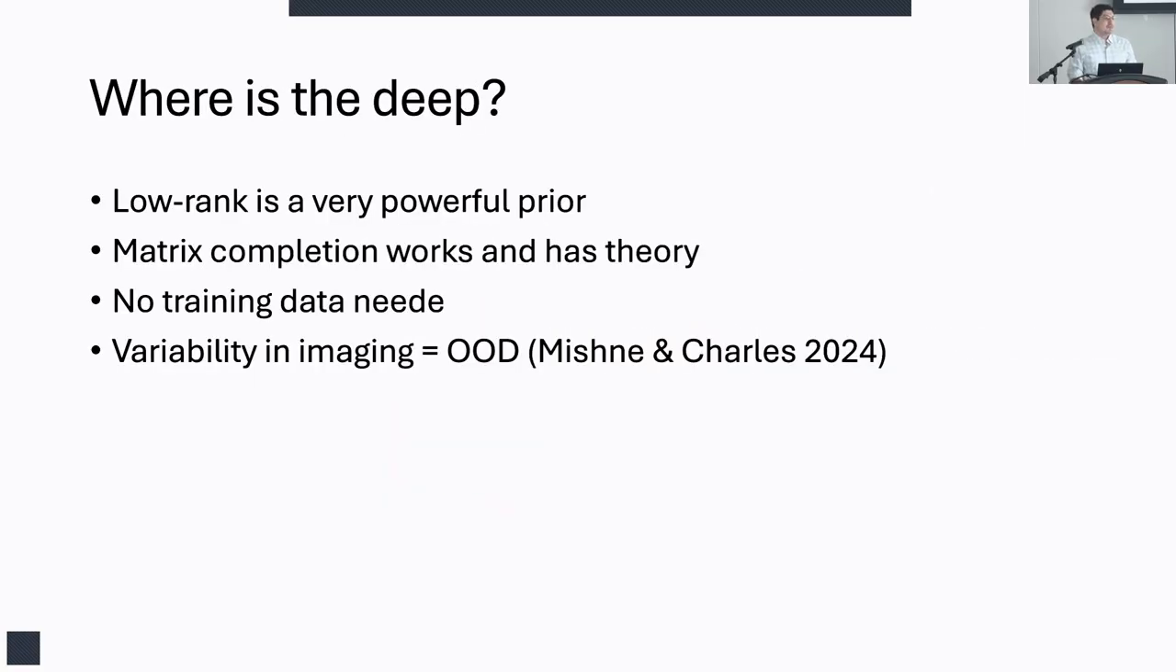So why not deep image priors? Why do we do this low rank thing? Well, from the onset, we wanted to see just how far we can go with it, right? Low rank is itself a very powerful prior. Matrix completion has theory, and it works really well. In fact, we're adapting some of the theory from prior matrix completion to this particular imaging paradigm. We needed zero training data, so we could point this at anything that had this low rank structure, and it would work.